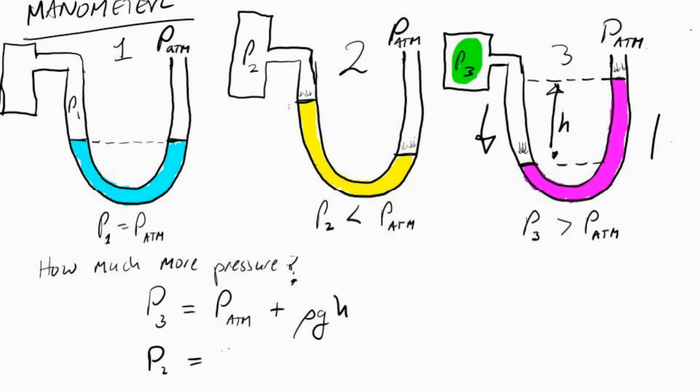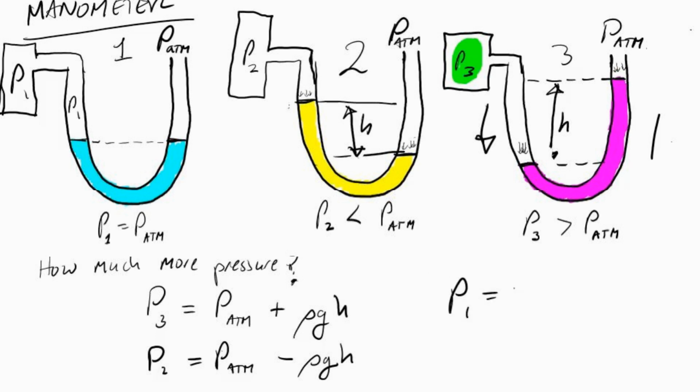And that's how much bigger it is than atmospheric pressure. P2, well, let's look at it. We've got this height difference h. And what we know is that P2 is smaller than atmospheric pressure by density times gravity times height. So let's look all the way over at P1. Well, if this is how it works, we know it's P atmospheric plus density times gravity times height, but height equals 0. So it's just the pressure of the atmosphere. And that's how a manometer actually works.